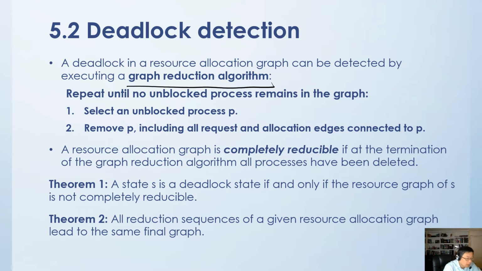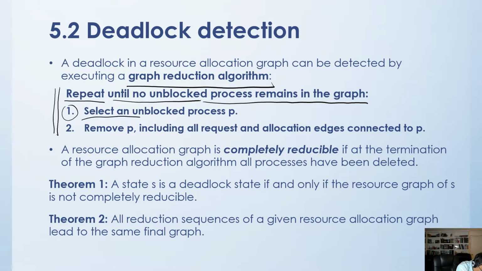Now the graph reduction algorithm is going to do the following two steps and repeat them. The algorithm looks like this. It's pretty simple. It's kind of recursive. It's just doing a loop. We repeat until no unblocked process remains in the graph. Step 1, select an unblocked process P. Then remove P, including all request and allocation edges connected to P. So we can remove P and also remove the arrows that P points to, and the arrows that point to the process P. So that's the graph reduction algorithm.